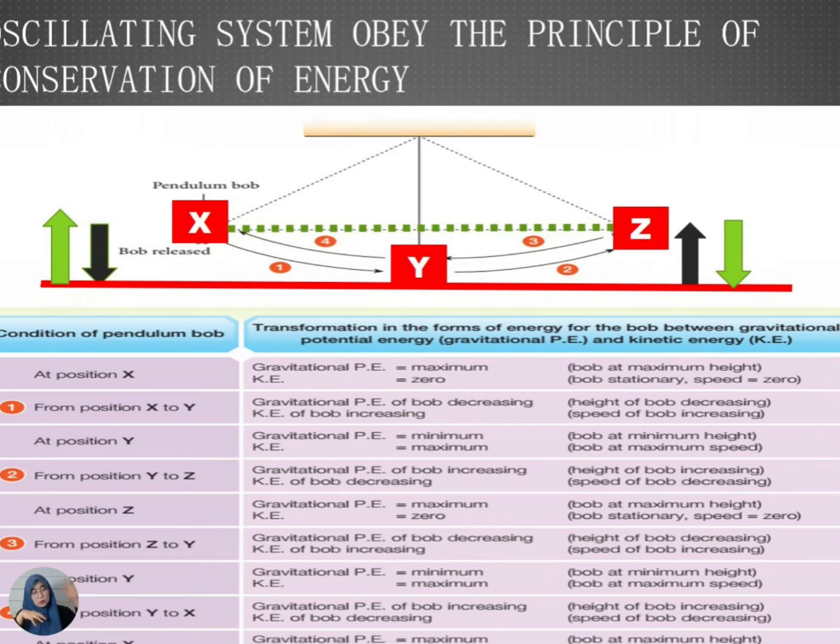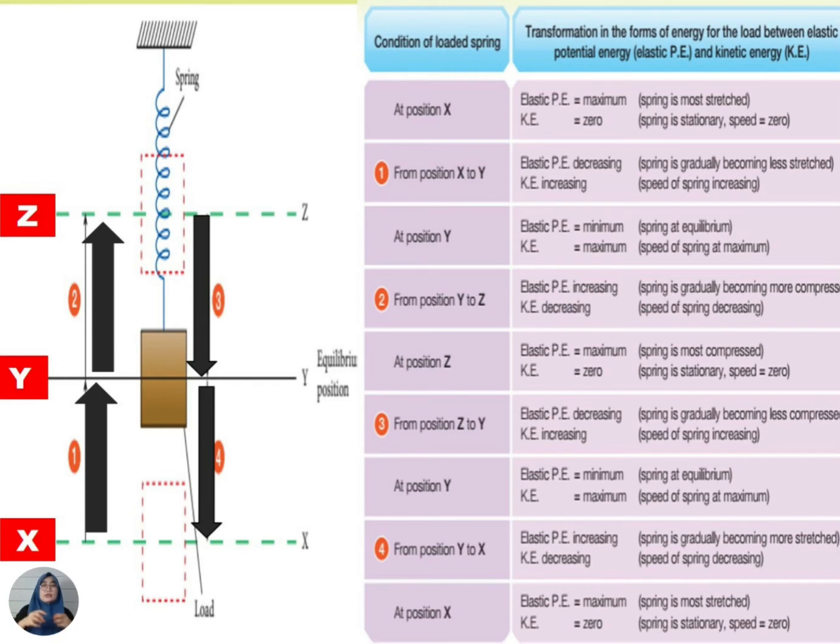From Y to X, the gravitational potential energy increases and the kinetic energy decreases because the speed also decreases. Back at position X, the gravitational potential energy is maximum, at the maximum height, and the kinetic energy is zero. That is the oscillation of a simple pendulum, which refers to gravitational potential energy.